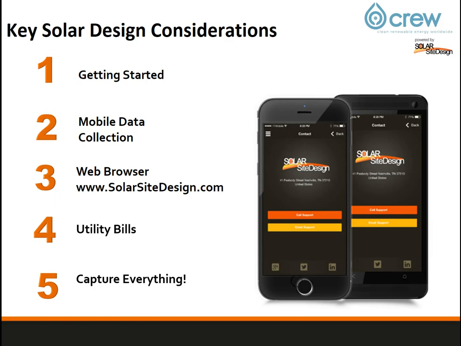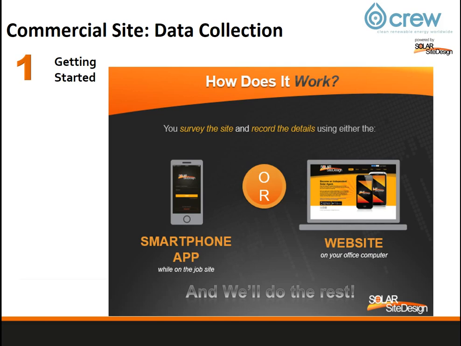Very important part is number 4, the utility bills. We require 12 months of utility bills on commercial projects. It's very important for us to be able to see the last 12 months if possible. If you can get 24 months, that's very helpful as well. And we're going to go through this in more detail. And remember, capture everything. Step 1, getting started.